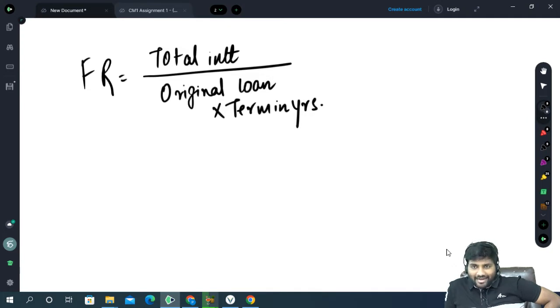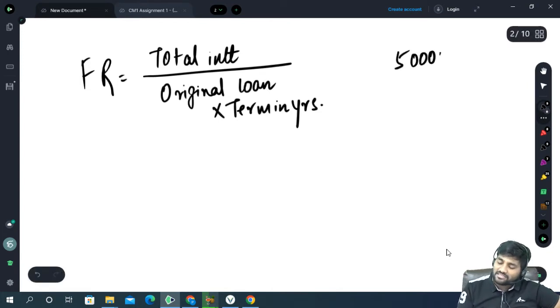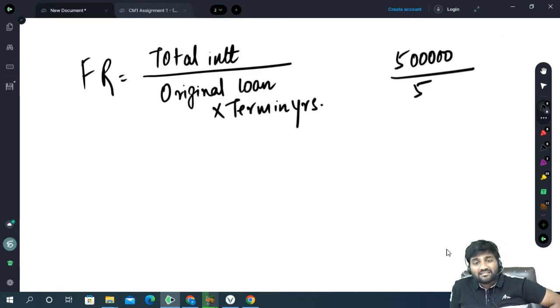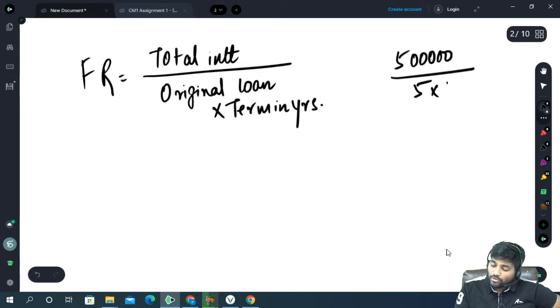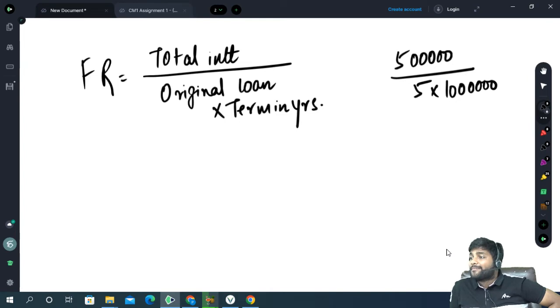Basically, flat rate is the rate of interest charged on the loan per year, per rupee of the loan. Like, what is the interest charged per year on the loan, per rupee of the loan? Per means what? Divide. So, we are being charged 5 lakh interest for how many years? 5 years. So, per year the interest is 1 lakh on an amount of 10 lakhs. So, per year, per rupee, we are being charged 10% interest. So, this is flat rate.